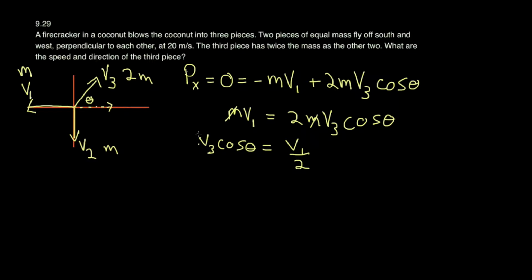Okay, so this right here is just the x component of the final momentum, right? And we know v1, which we're given in the beginning, which is just 20. And so we know this component. This component has to be equal to v1, which is 20 over 2, so it's just going to be 10 meters per second.